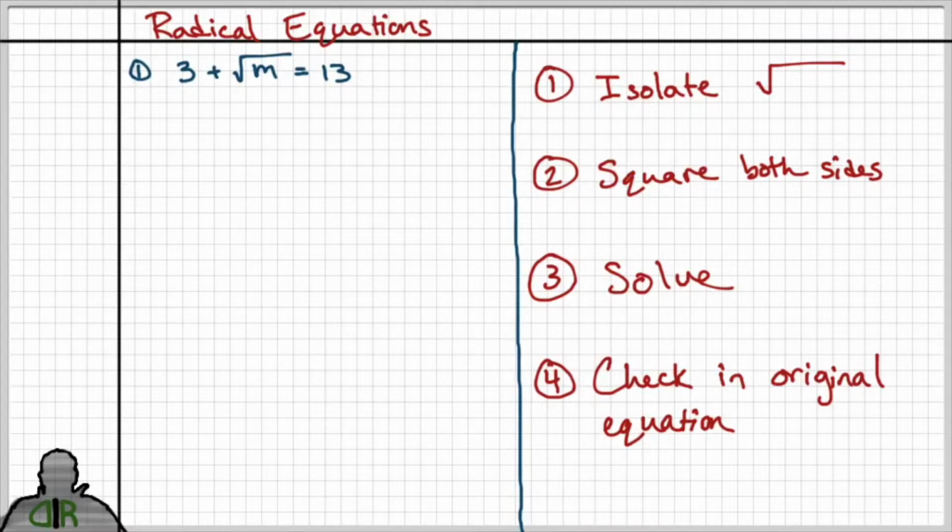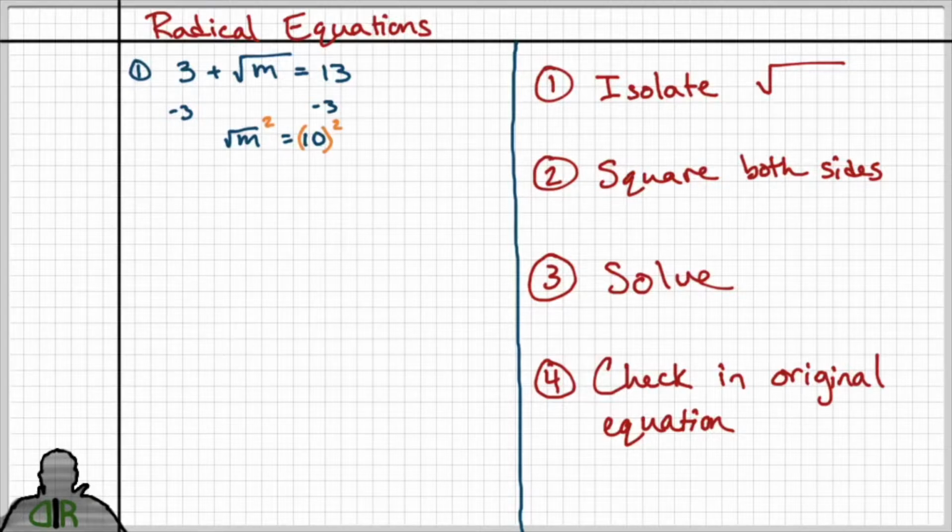So let's start with a really basic one: 3 plus root m equals 13. Let's work through this. The first step is to isolate the radical. So we want to get rid of this 3 and move it. We're going to subtract 3 from both sides, and we get root m equals 10.